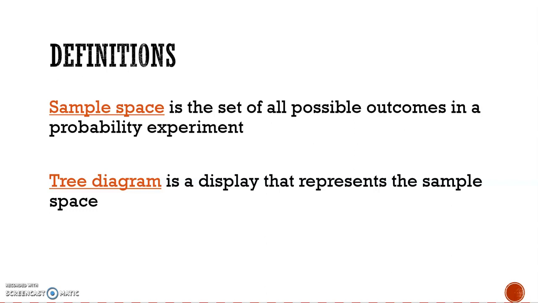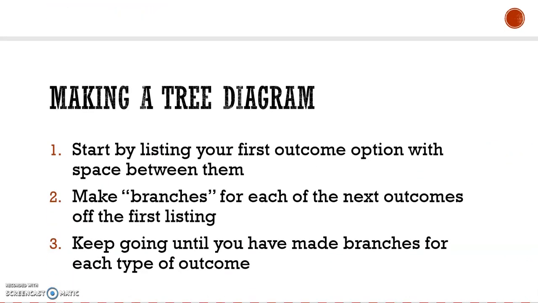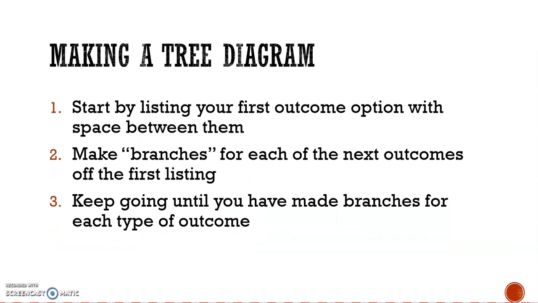And we're going to display this using a tree diagram because it keeps it nice and neat and makes sure you get all the possible events. So when you're making a tree diagram, you're going to start by listing your first outcome option with space between them. It's really important that you give yourself some space because you're going to be branching off and you need that room. So you're going to make the branches, which is why it's called a tree diagram, for each of the next outcomes off the first listing. And then keep going until you have made the branches for each type of outcome.